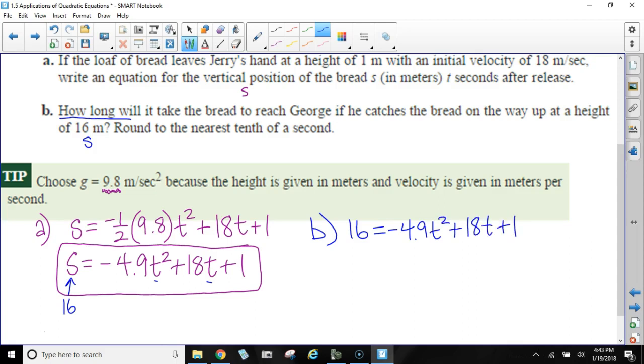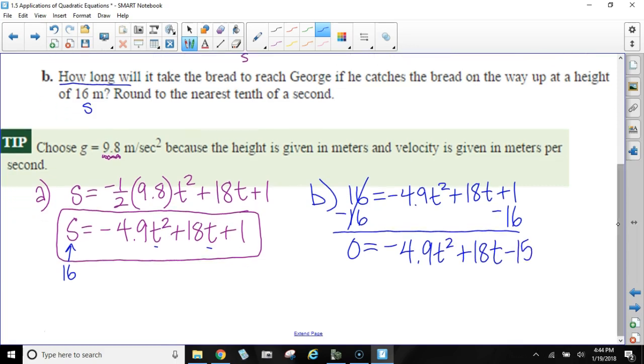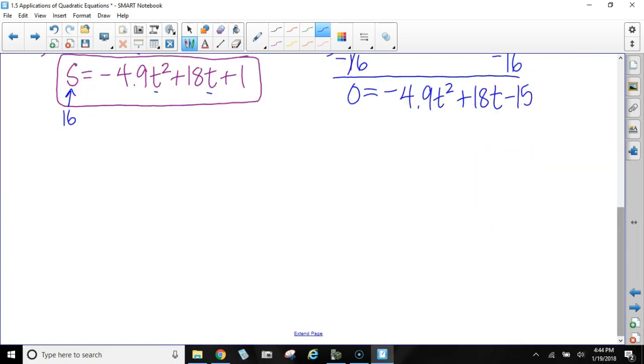We notice we have the t squared term, the quadratic, so our first step is to get everything on one side equal to 0, and we'll accomplish that by subtracting 16 from both sides. And 1 minus 16 is negative 15. Now at this point, I don't see how that factors very easily, and so I'm going to put these values into the quadratic formula. Negative 4.9 will be the a value, b will be positive 18, and c will be negative 15.